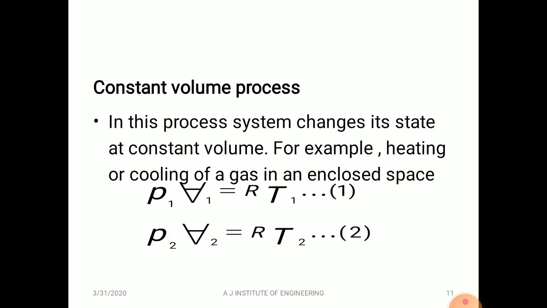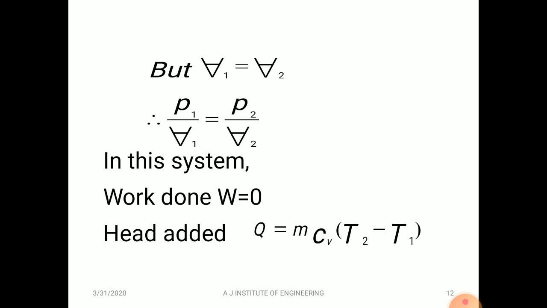Dividing equation 1 by 2, P1V1 divided by P2V2 equal to T1 by T2. But here V1 equal to V2, so V1 and V2 you can cancel here. Upon simplification we get P1 by P2 equal to T1 by T2. In this system work done W equal to 0. Can you guess the reason? This is because work done is given by the integration from 1 to 2 of PdV. As volume remains constant, dV equal to 0, so work done is equal to 0. Heat added is represented by Q equal to mCv (T2 minus T1), where Cv is the specific heat at constant volume, T2 and T1 are temperatures at states 2 and 1, and m is the mass of the substance.